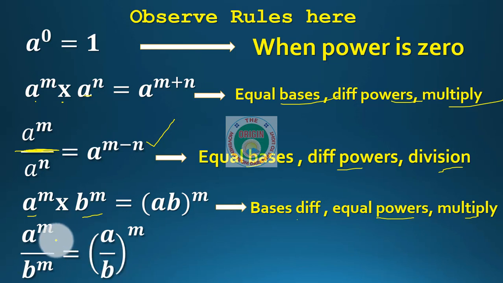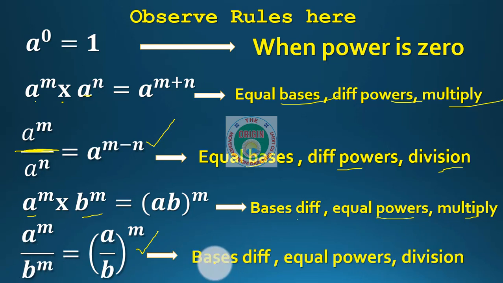Next one, a power m by b power m equal to a by b whole power m. That is a power m by b power m. That is the division, powers same, and bases different. Bases different, equal powers, and that should be in the division form.